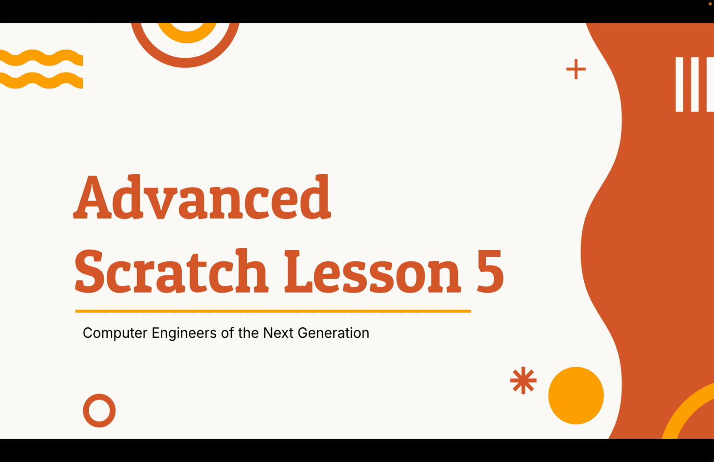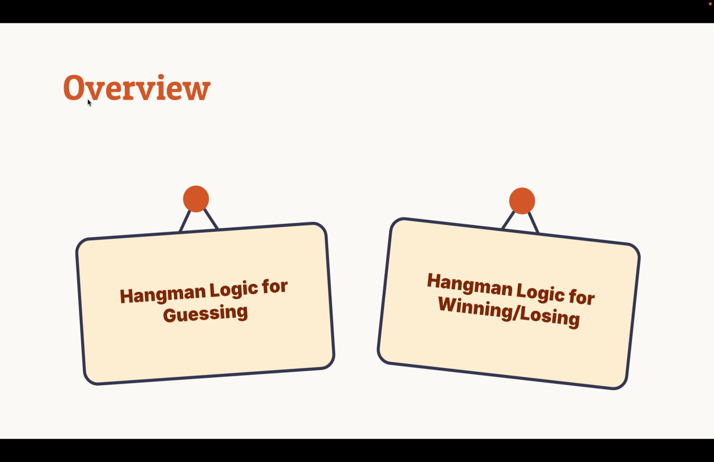Today we're going to be going over lesson 5. And here's an overview for today's lesson. First we're going to go over the logic for guessing in our game of Hangman, and then we're going to go over the logic for winning/losing.